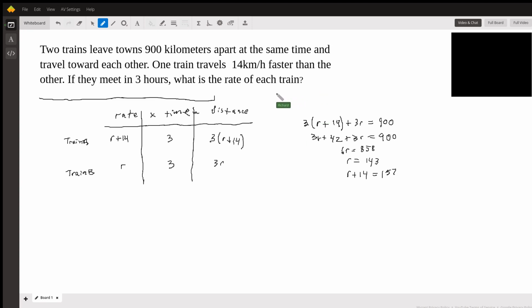If you wanted to check these, you would just say, okay, let me just change color. And you could check these. So this would be 157 here, 143. Multiply each one by 3. So let's do that on the calculator. 471. And then 143 times 3 is going to give you 429.